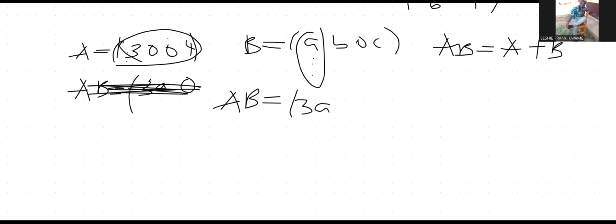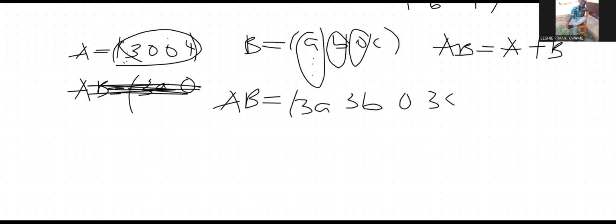So 3 times B is 3B. Then 0 times nothing down there. 0 times nothing down there. 4 times nothing down there. Then we go again. 3 times 0 is 0. 0 times nothing down there. Then we go again. 3 times C is what? 3C. Then the rest will go to 0. So that is it for AB.